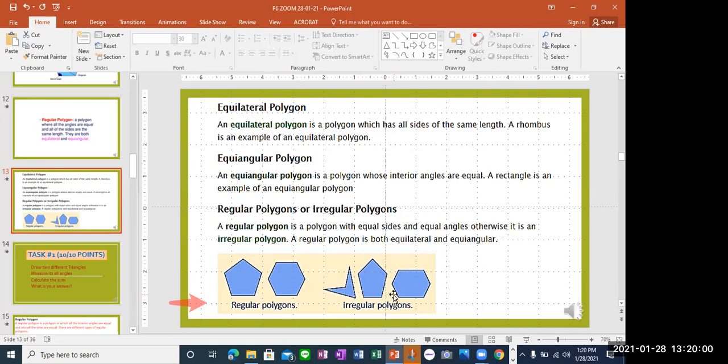Now, on the opposite side, you have the irregular polygons. So what are irregular polygons? Irregular polygons do not have equal angles and equal sides. So they are not equilateral and equiangular. So that is your irregular polygons.